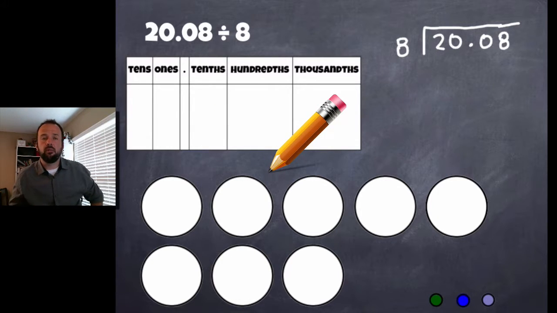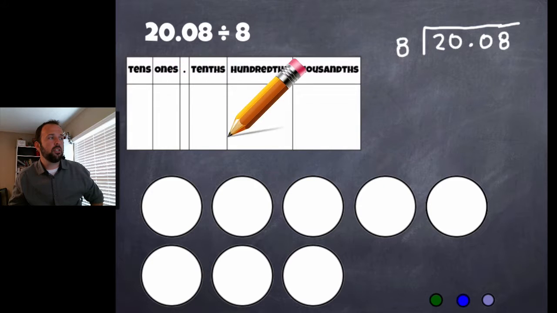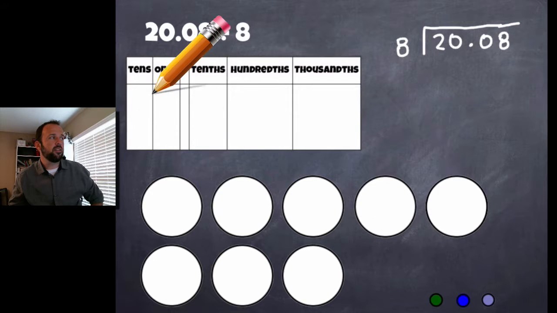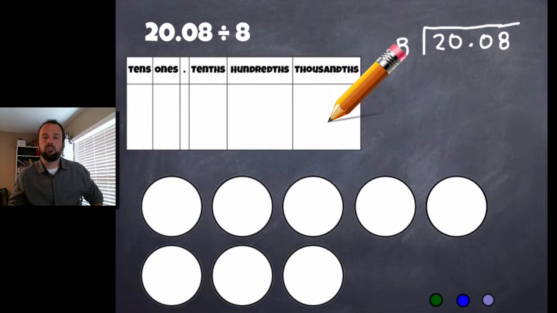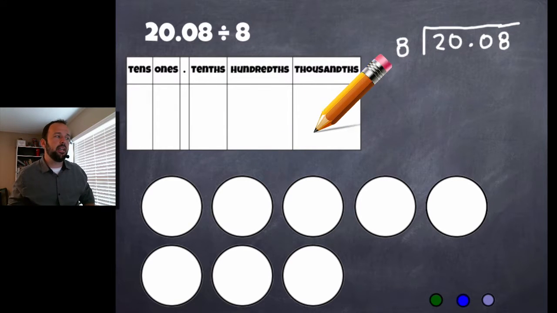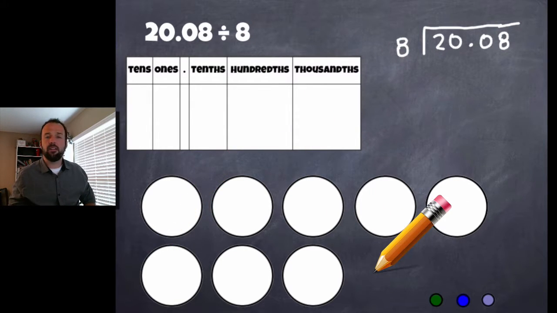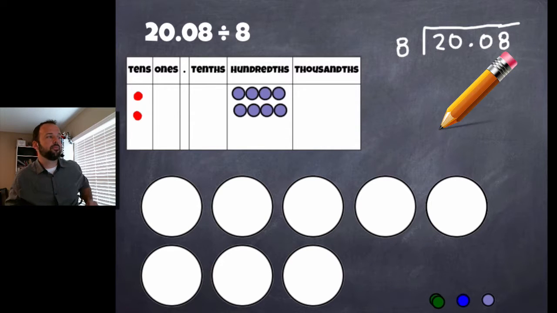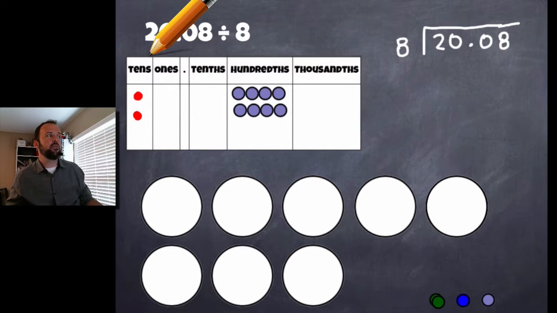So the first thing I'm going to represent here is I'm going to use my place value disks to map out my 20 and 8 hundredths here on my place value chart, so I can use that to divide them up into my 8 equal groups, which I have going on down here. So why don't you guys give that a try? I'm going to build mine up here, and then we'll talk about it. All right, so I have my 2 10s to represent my 20, and I have my 8 hundredths. I don't have any 1s, I don't have any tenths, and that's okay.